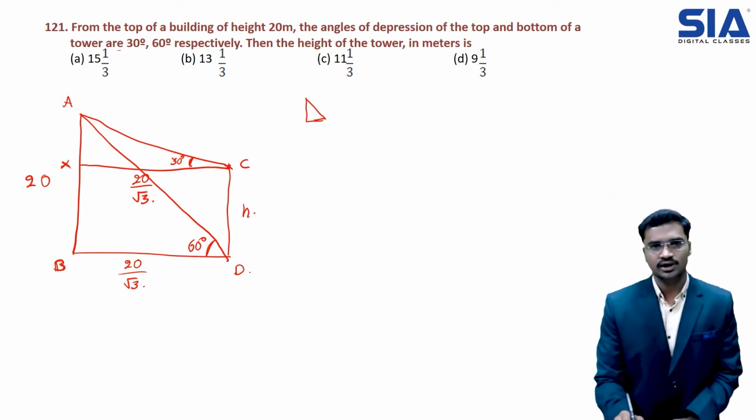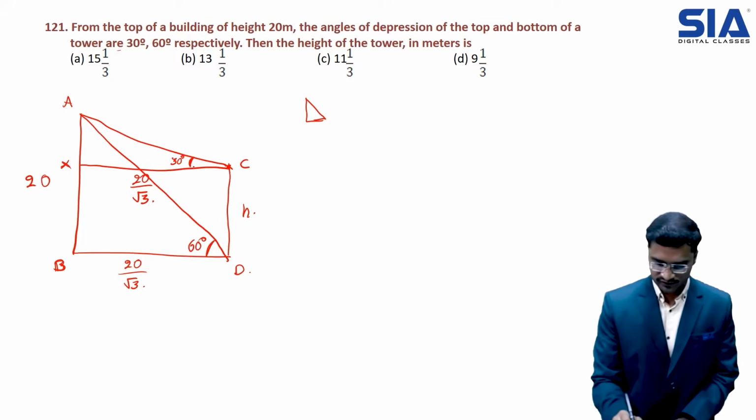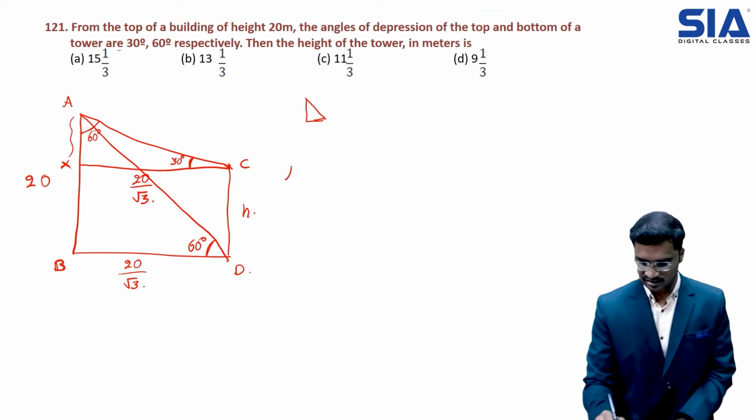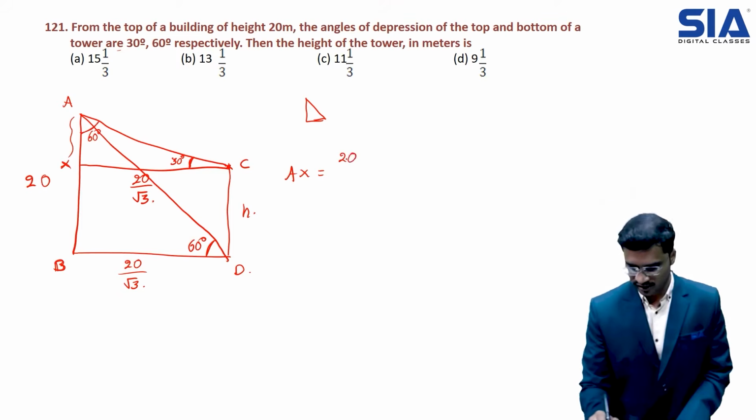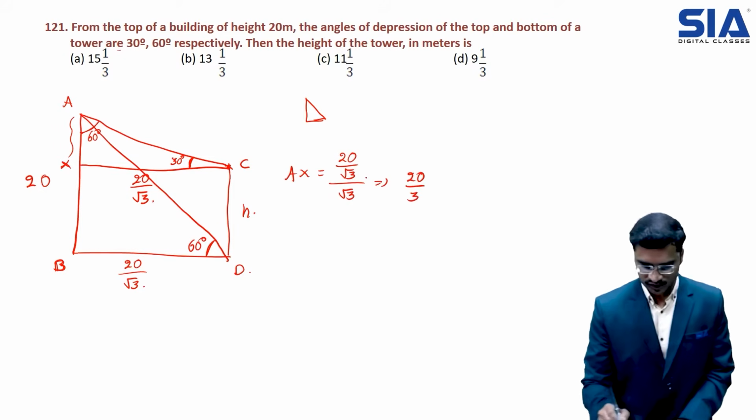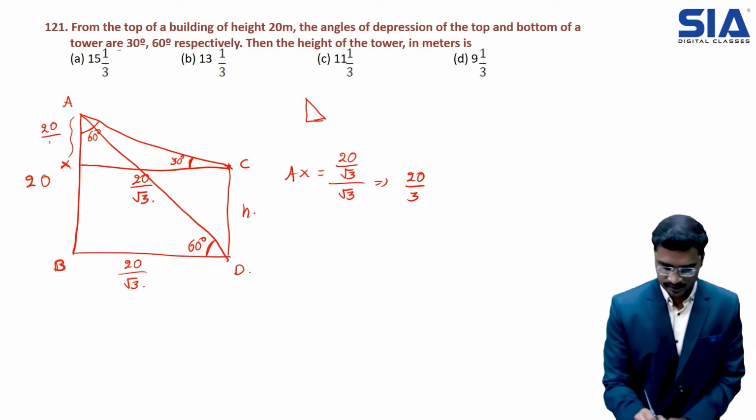Now the angle here is 30 degrees. So if here the angle is 30, then the angle here is what? 60. Then the length of AX will be 20 by root 3 divided by root 3, which is 20 by 3. So the length of AX is 20 by 3.